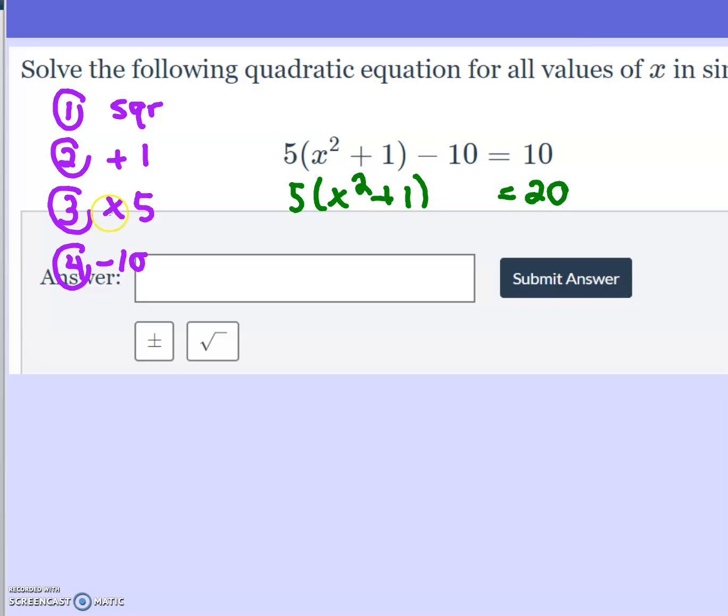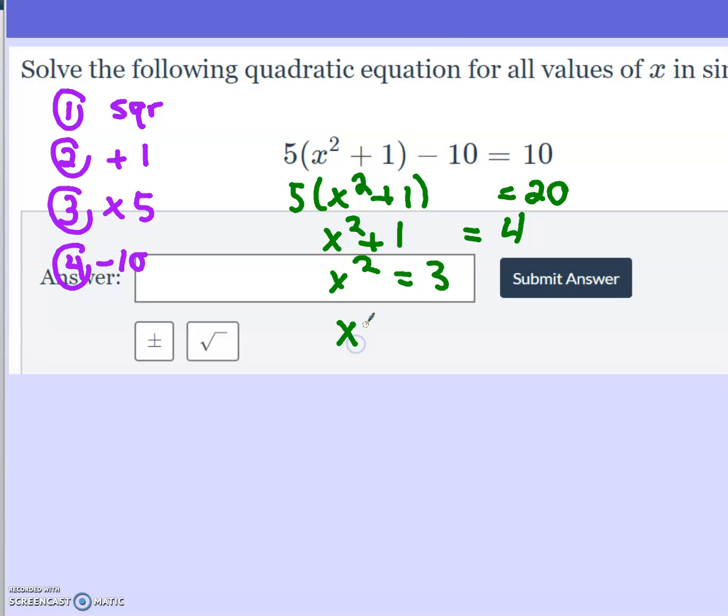We'll now divide by 5, and that'll get rid of the 5. We won't need the parentheses anymore. We'll have a 4 there. Then we'll subtract 1. We'll get x squared equals 3, and then we'll square root both sides.